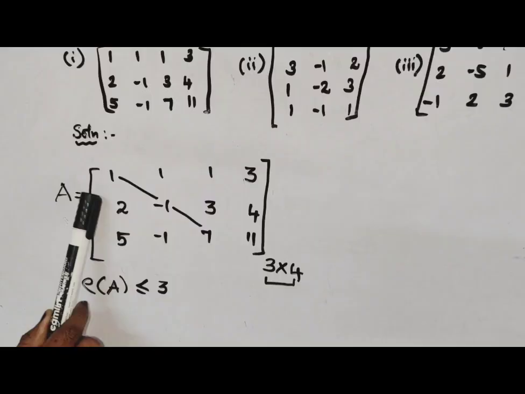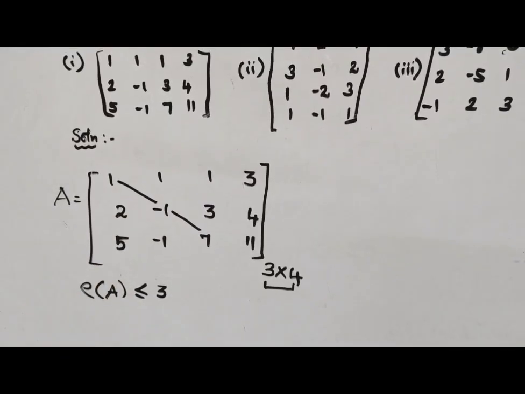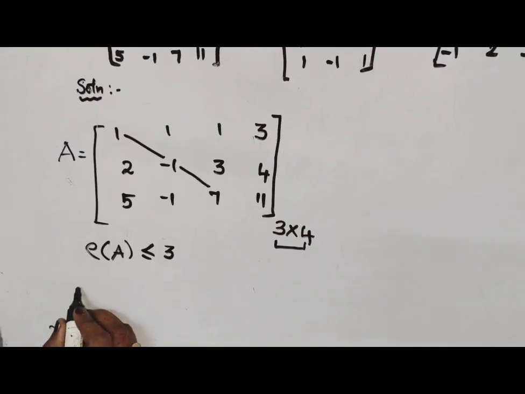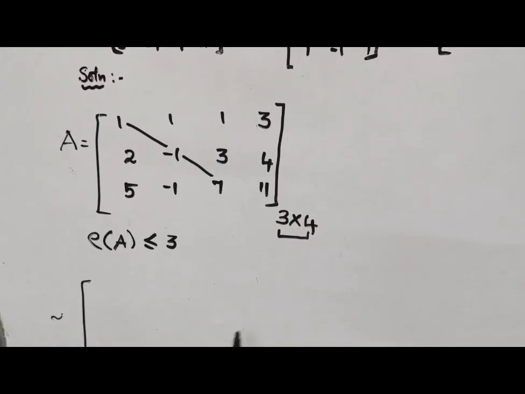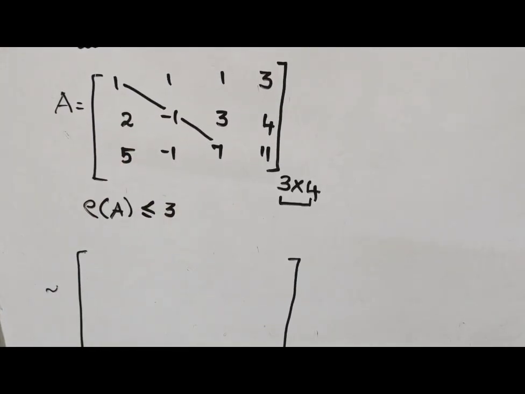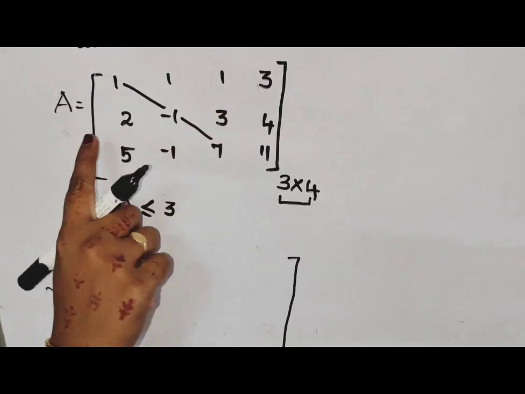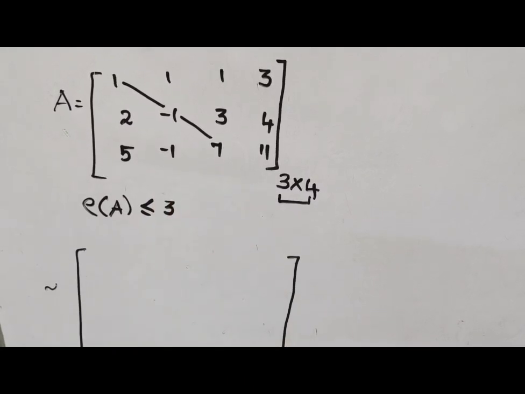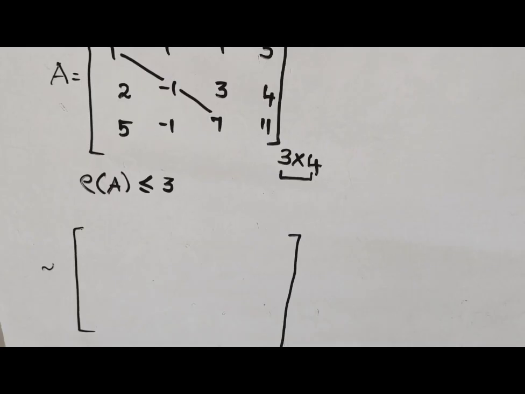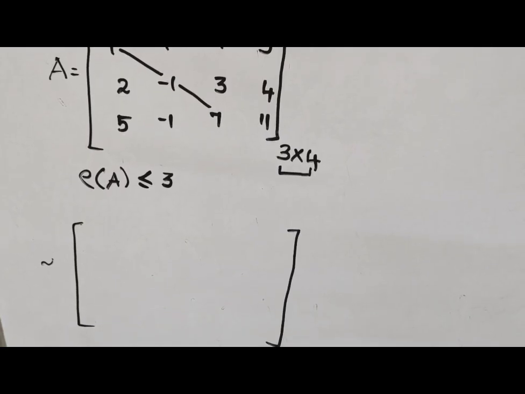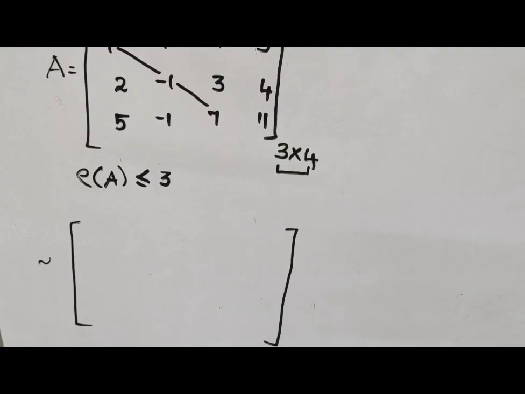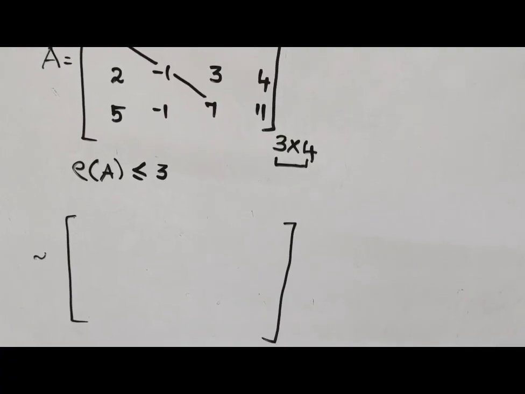If you have 1 in the first row, it will be very easy for us to simplify. So we have to make this element 0. For that, this is R1, this is R2 and this is R3. Since we have 1 in R1, in the first place, it will be an advantage for us. We can do R2 implies R2 minus 2R1.